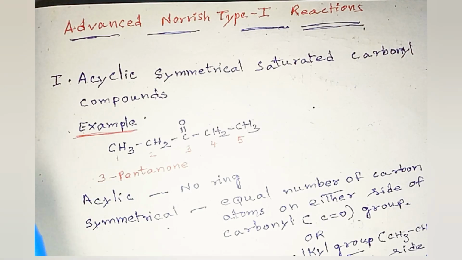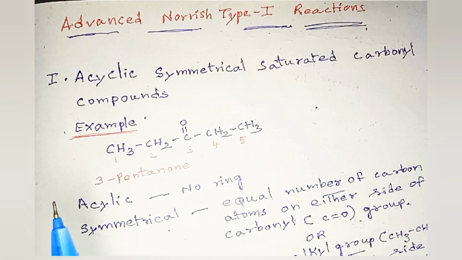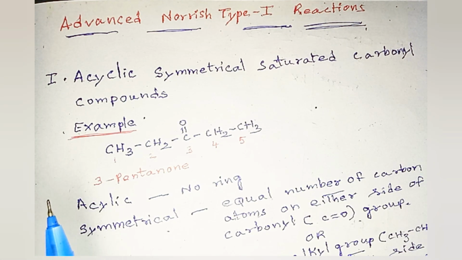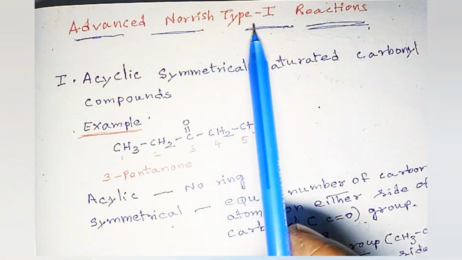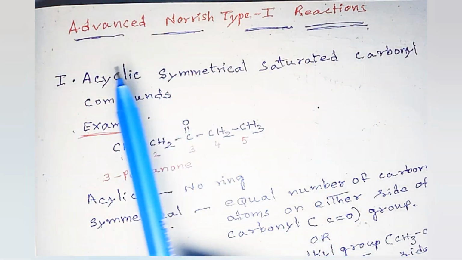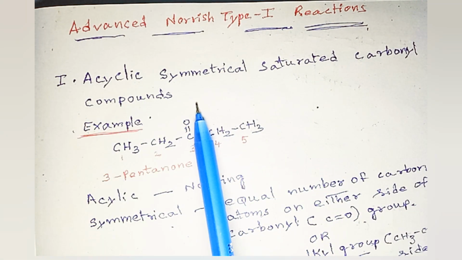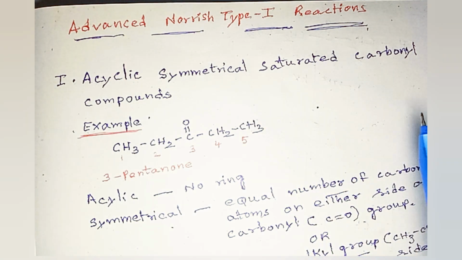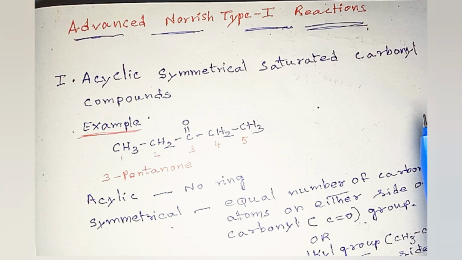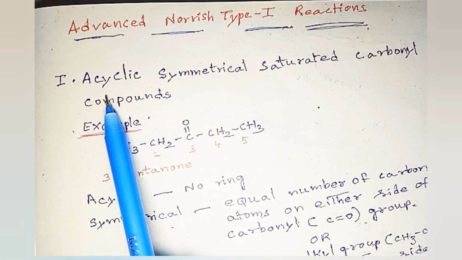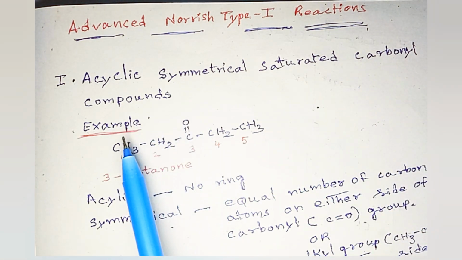In the previous video, we have learnt about the basic Norrish type 1 reactions. Now let us learn some advanced Norrish type 1 reactions in acyclic, symmetrical, saturated carbonyl compounds and acyclic, unsymmetrical, saturated carbonyl compounds. First, let us see acyclic, symmetrical, saturated carbonyl compounds.